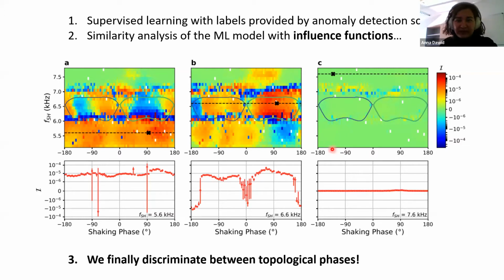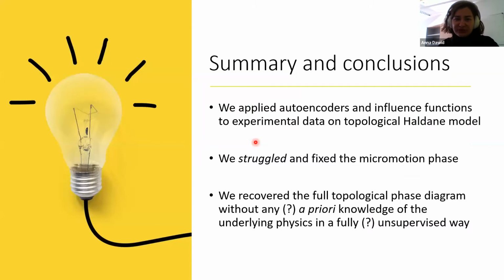And we claim that we can discriminate between topological phases. However, this is what Professor Diepenbach also mentioned. Here, the model still thinks that this phase and this phase, this high frequency and low frequency phase, are different phases, which is not true topologically. So it's definitely not perfect, but nevertheless, it's the first time to the best of our knowledge that we had any sensible results in a fully unsupervised way from experimental data describing a topological model.